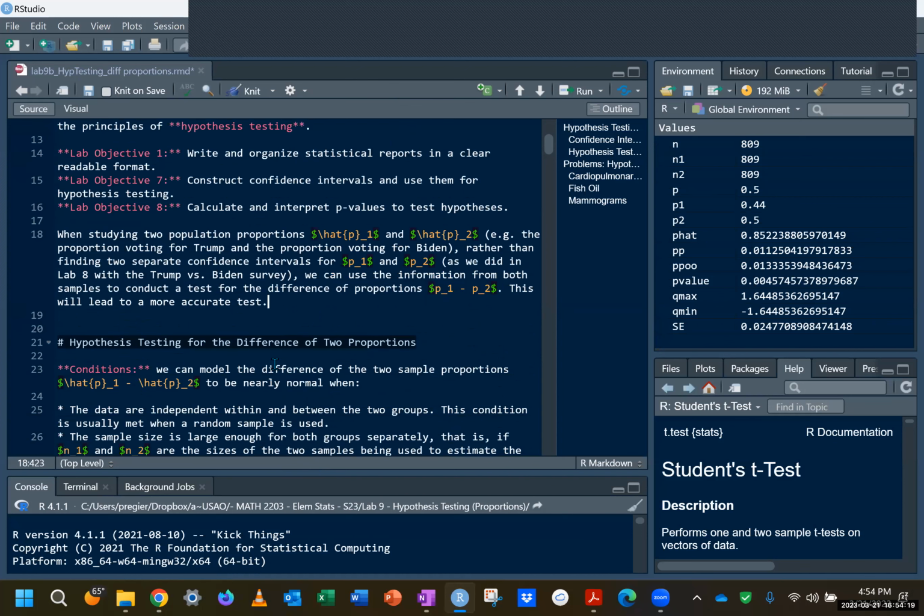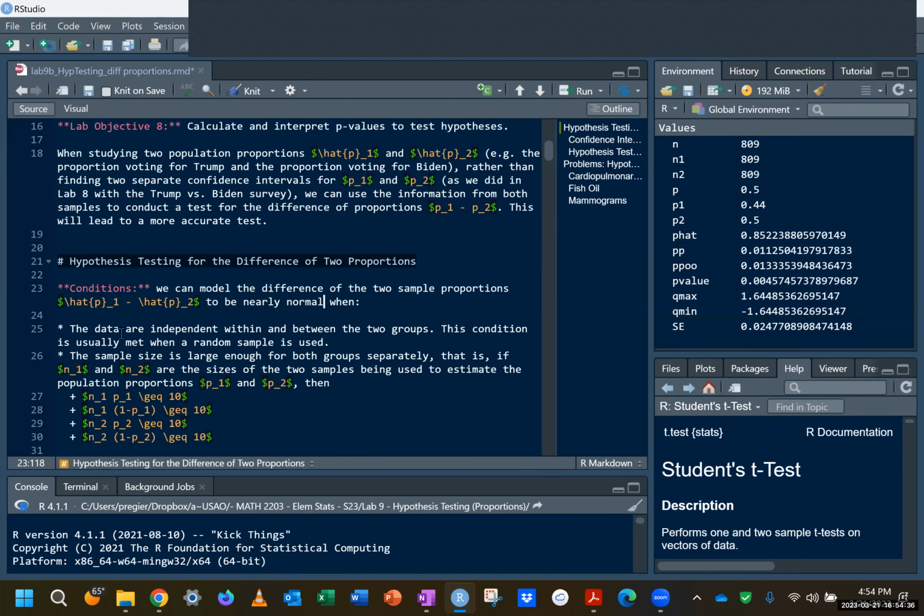So let's look at the conditions. To be able to do this analysis, we need to say that the difference of our two proportions, P1 hat minus P2 hat, if we were to sample many, many times and get these proportions, this distribution would be nearly normal if the data is independent within the two groups and between the two groups. So this means that between two samples within a group, I'm not having any correlation, and also there's no relationship between the two groups of who I pick. And usually this is met when both are random samples.